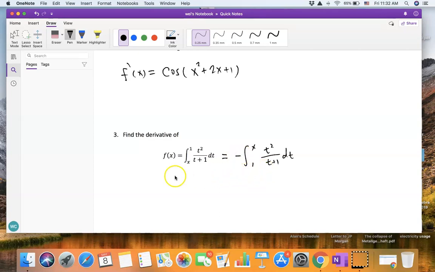Okay. So now once F(x) is rewritten into this integral, then to find the derivative, we can use the result from the second fundamental theorem of calculus. So the derivative of this function is negative this function, t squared over t plus 1. We plug x into the function. So that is negative x squared over x plus 1.